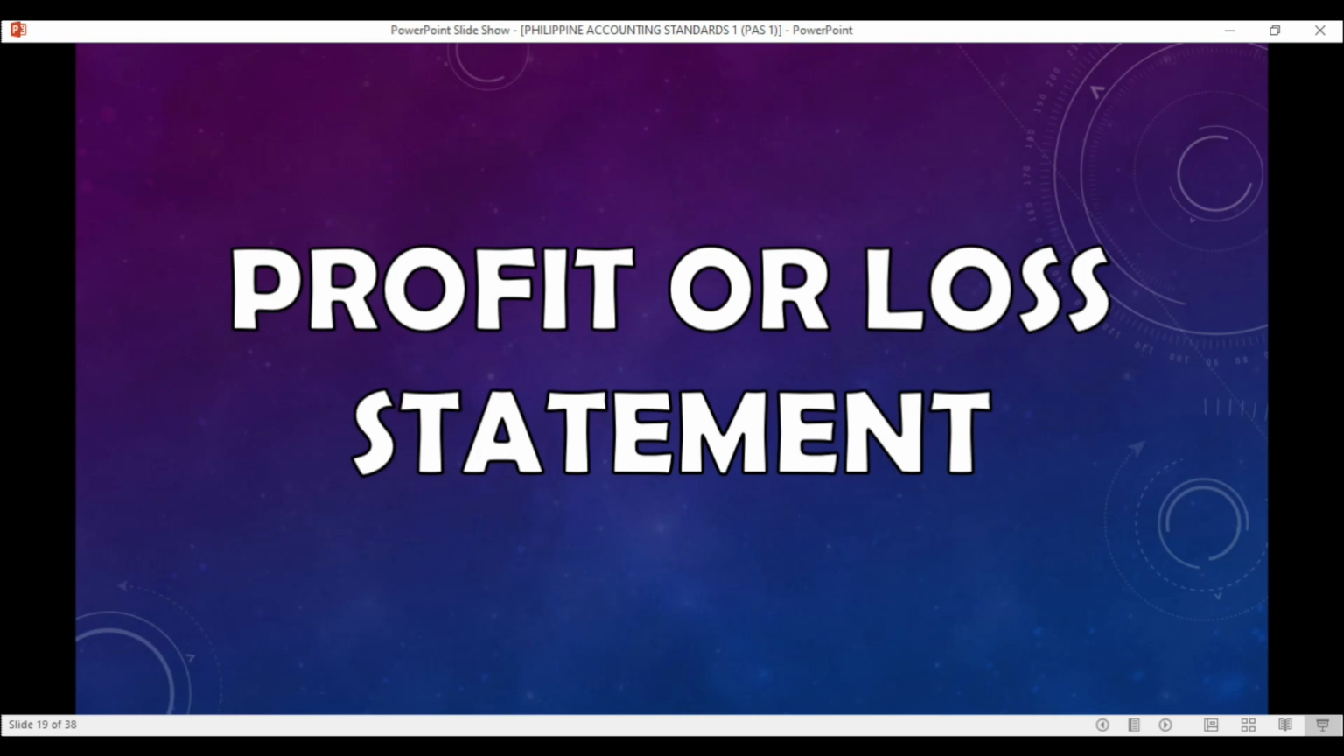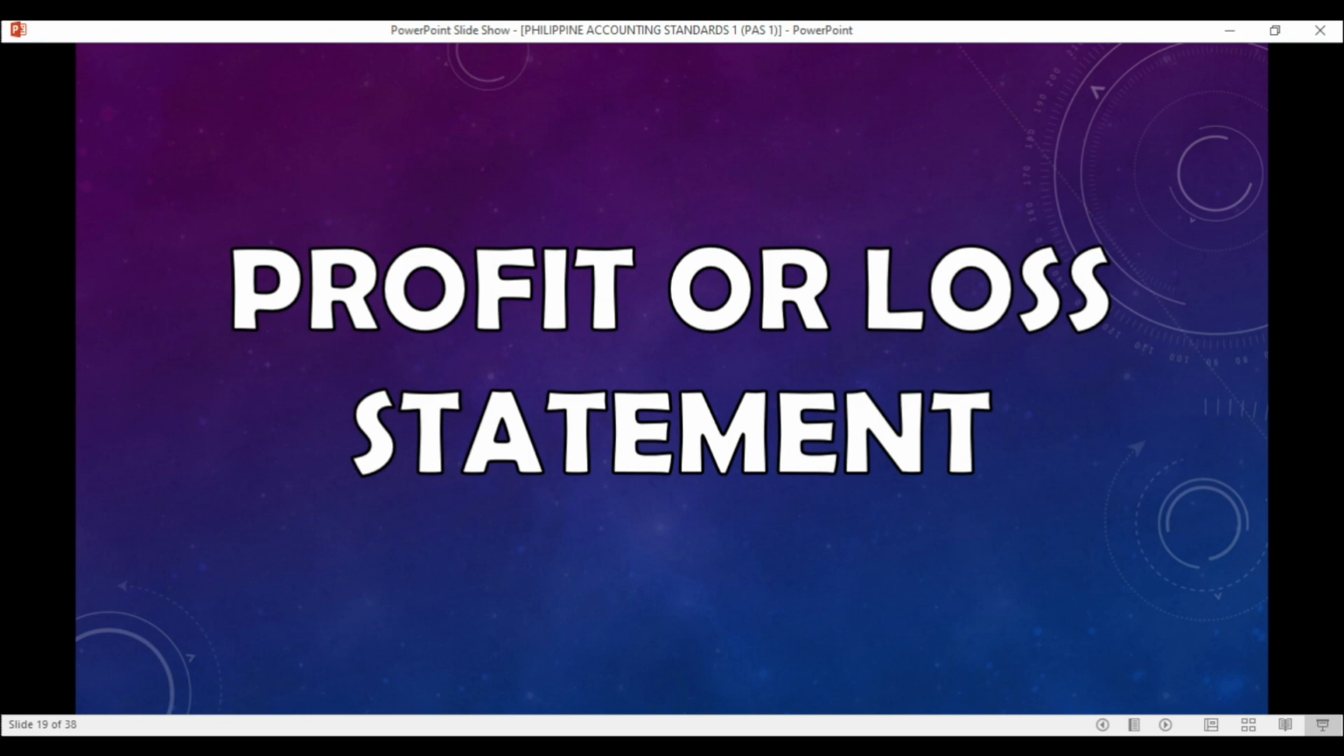Now that we have already discussed the elements of financial statements, and we have also discussed the financial statements, including the complete set of financial statements, we're now going to focus on the first two main financial statements that should be prepared by an entity, starting from the profit or loss statement. Then later the other one, the statement of financial position. So again, the profit or loss statement, as a component of your statement of comprehensive income, recognizes the income and expenses related to a specific accounting period.